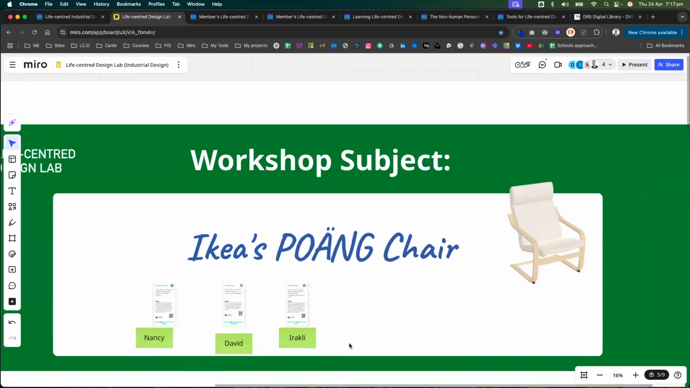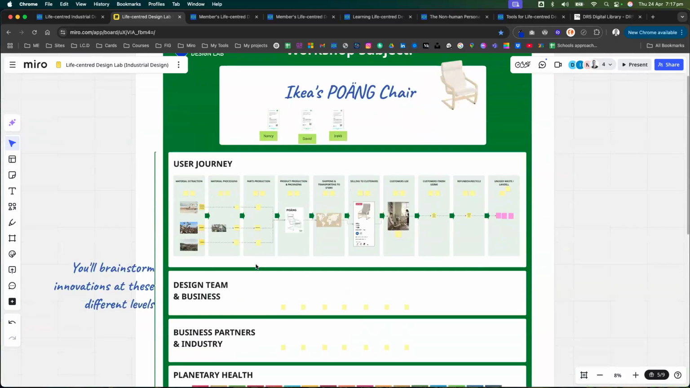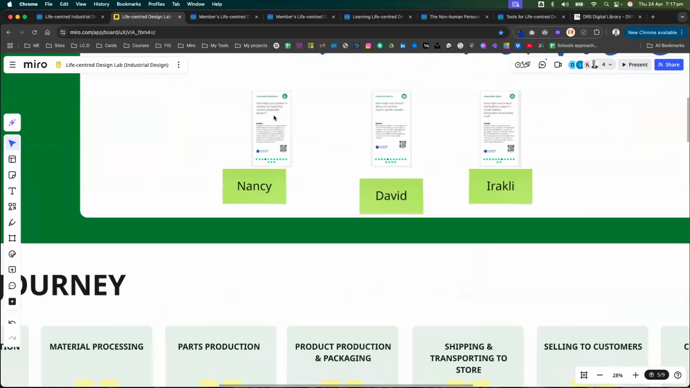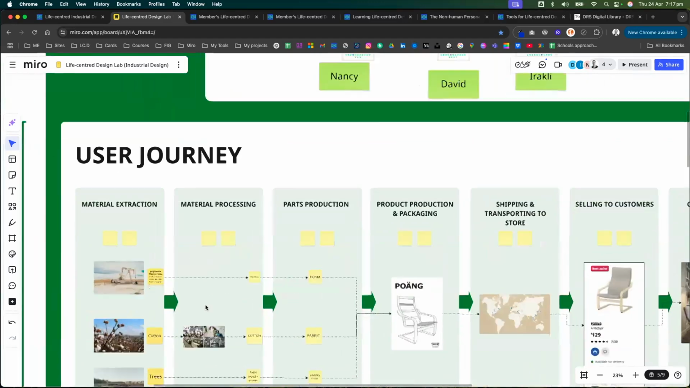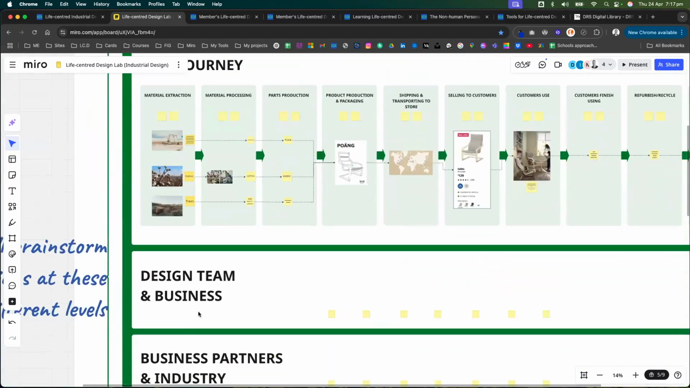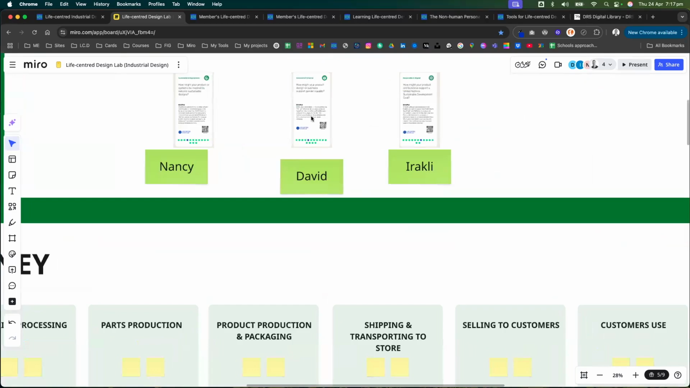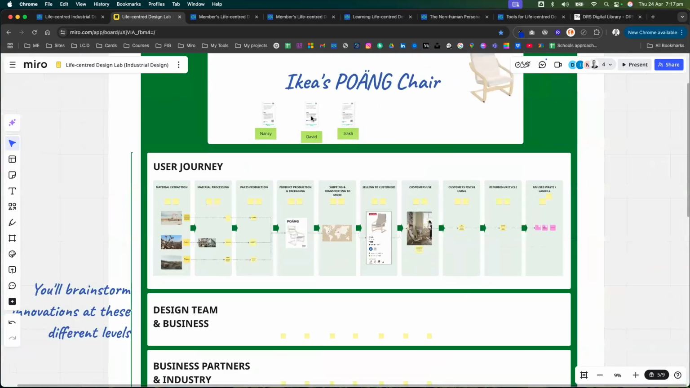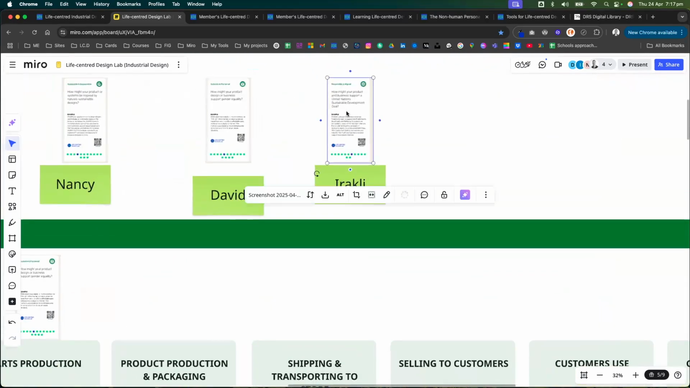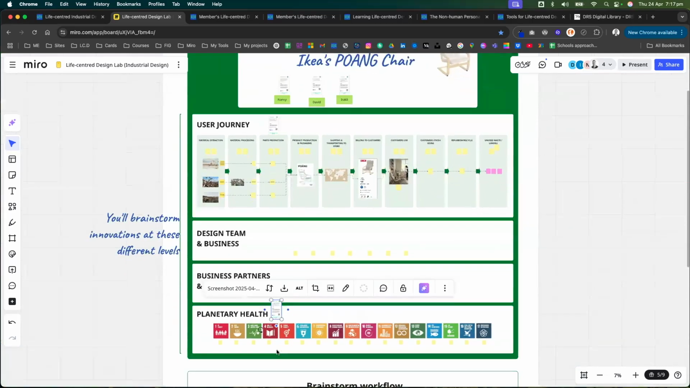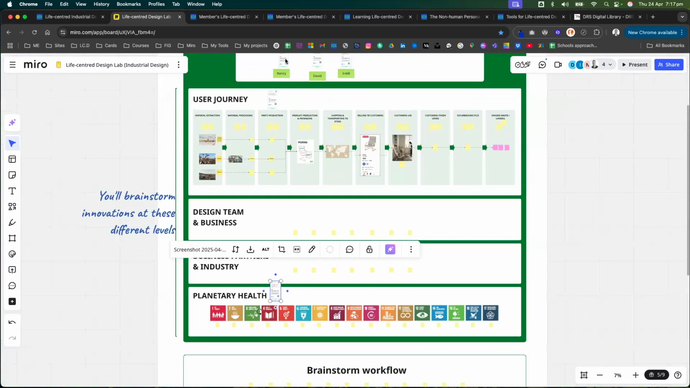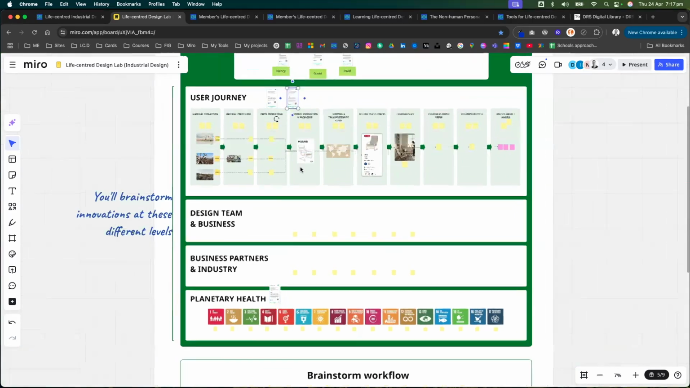Okay, so when you read your card, have a think about what level it relates to. For example, Nancy, yours is: how might your product or systems be inspired by nature's sustainable designs? You could do that at the product level and the user journey, or at the business level. David, yours could be: how might your product design support gender equality? So that's obviously going to be down here. And Heracles, yours is about sustainable development goals. How do you connect the business to that? So it's thinking about which ones you're related to. So put that down here. And this is yours there.